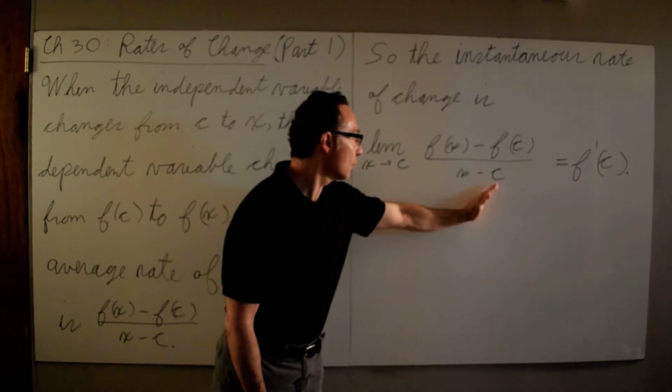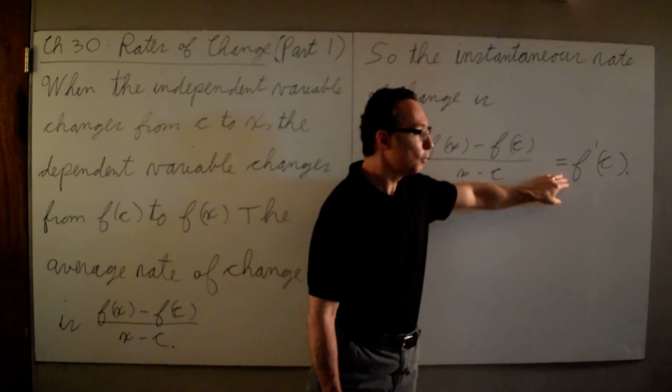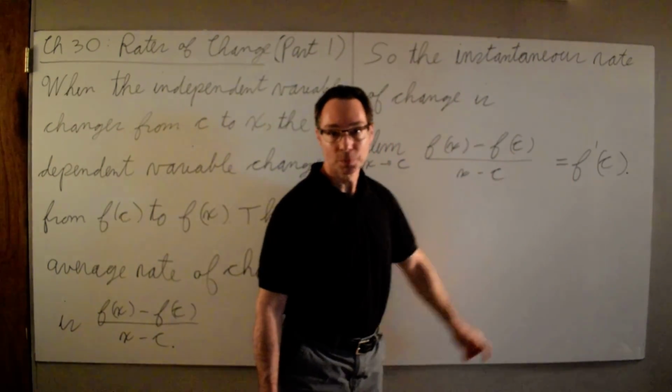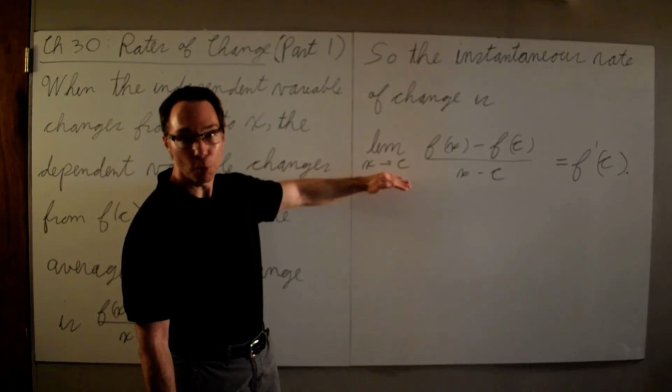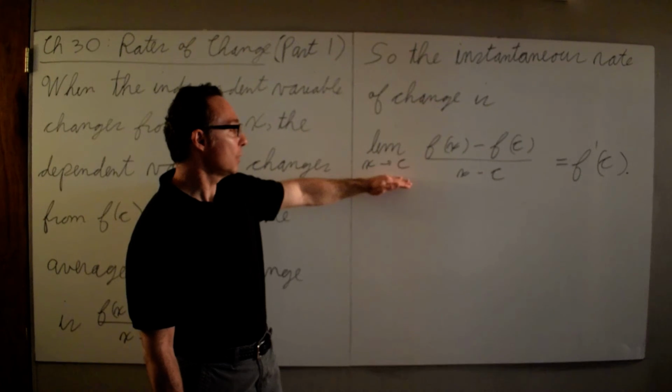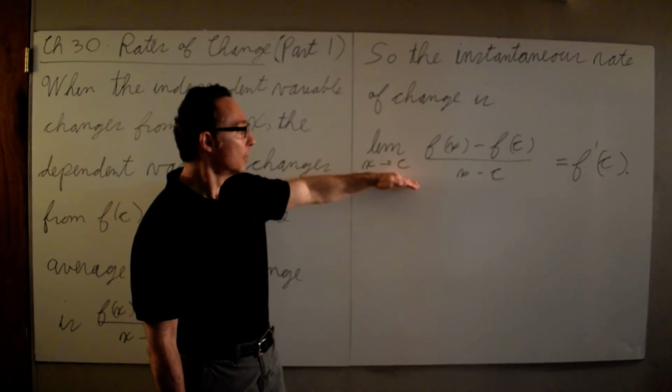But then we look at this limit and we recognize it, and we say this is the definition of the derivative of f at c. So the derivative of f at c gives us the slope of the tangent line at the point (c, f of c), but it also gives us the instantaneous rate of change of f at c.